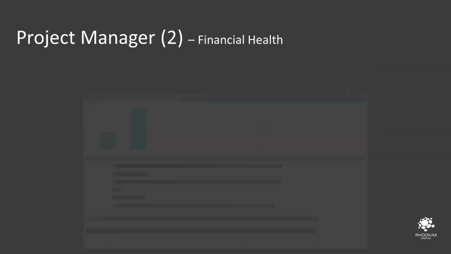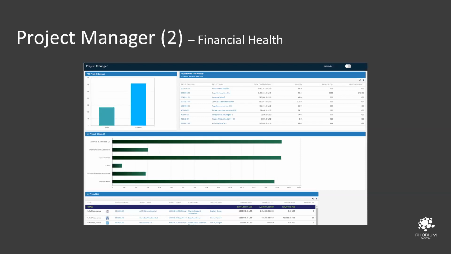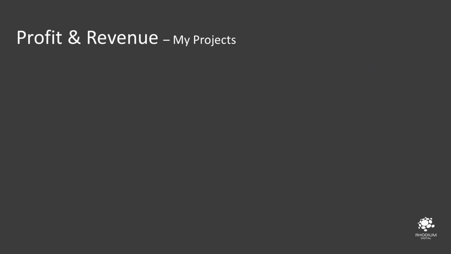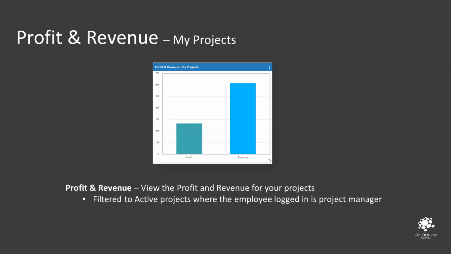In addition to the performance, we also have a number of dashparts that can be made available to a project manager to help them understand the financial health of the projects that they are managing. The first of these might be the profit and revenue. This obviously implies the project manager having access to costing information. But for some firms, this understanding of profitability is critically important. And this is just a summation of all the projects that this particular project manager is managing.